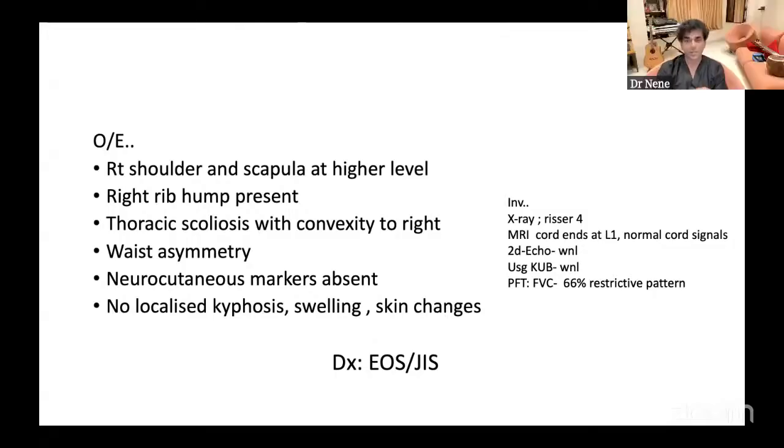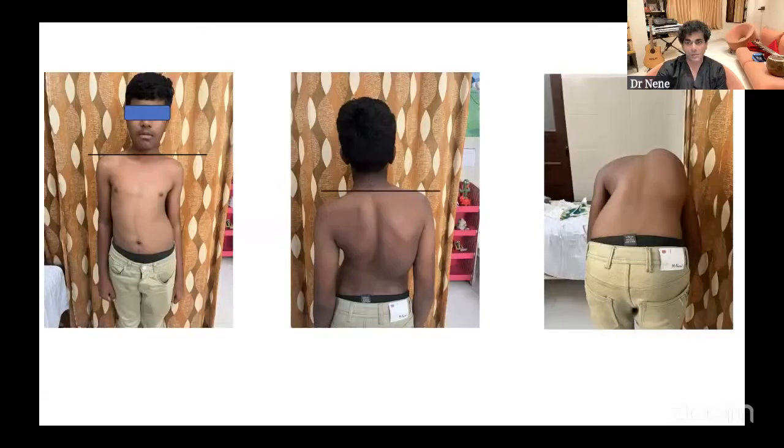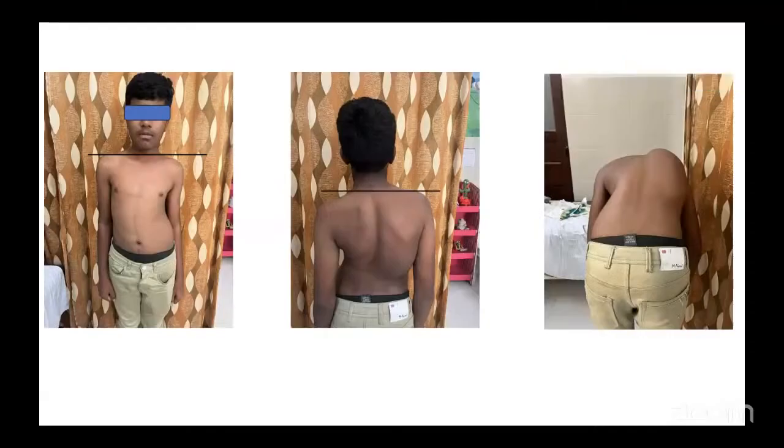I'll share the clinical pictures, that'll be more relevant. So this is the clinical picture of this patient. There is shoulder imbalance, scapular prominence, then gross waist asymmetry and truncal imbalance, and a right-sided rib hump is also there. On the side view, this is the patient's look.